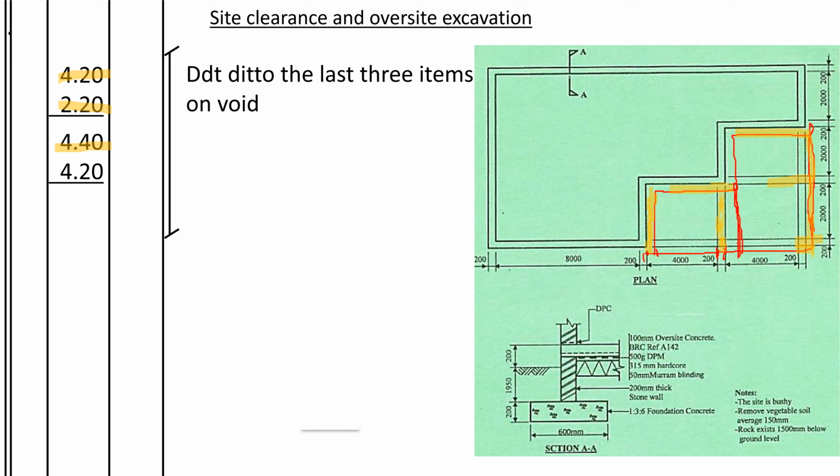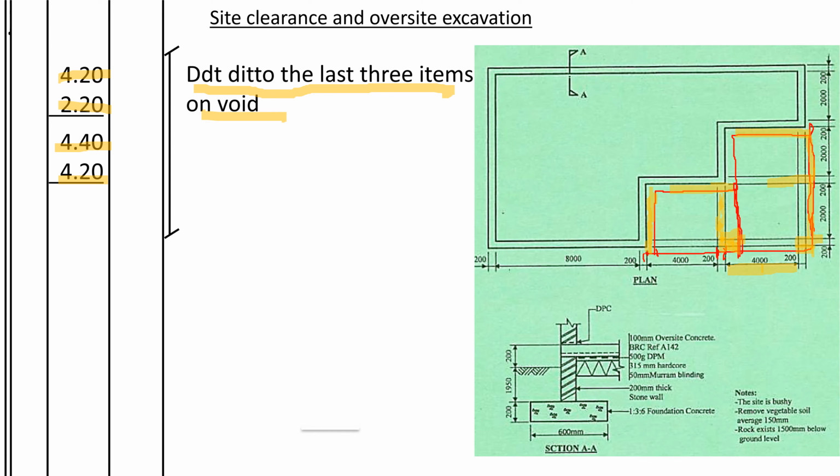The width, we have 4000 plus 200, 4200, plus the projection 200, 4400. Then we deduct this 200. We deduct this 200 from 4000 because this one was a total of 4000. We deduct this 200, so it shall be 4000 minus 200, that's 3800, plus 200, 4000 plus 200, 4200. So we shall say deduct detail the last three items on void.